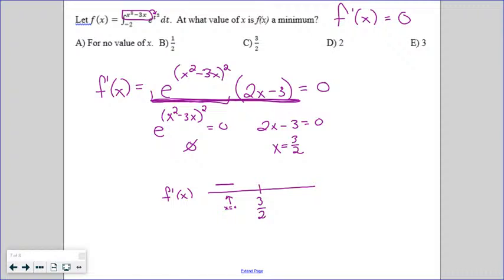Pick something greater than 3/2, for example, something like x equals 10. I don't know what e to the really big number is, but it's going to be some big positive number, times 2 times 10 is 20, minus 3 is some positive number, so it'll become positive over here. This is the signs of f prime, so it had negative slopes or was decreasing here and then turns around and is increasing. And so I can see that our function would have a minimum at 3/2.